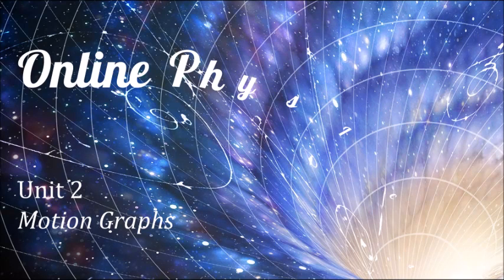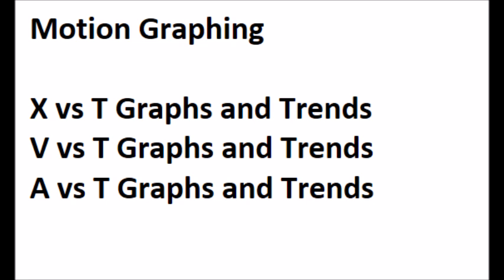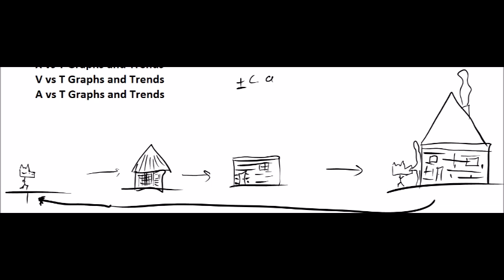So today we're going to be talking about graphing motion, and specifically linear motion. So the first thing that I want to do is start off with a story of the Three Little Pigs. Many of you already know this, but essentially we have these three pigs.